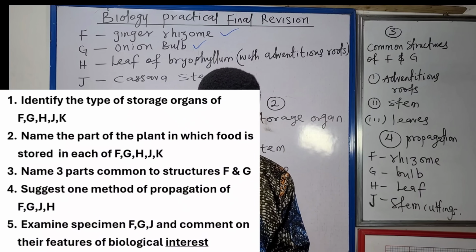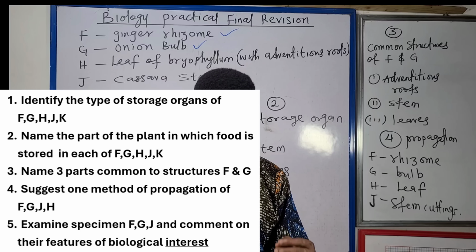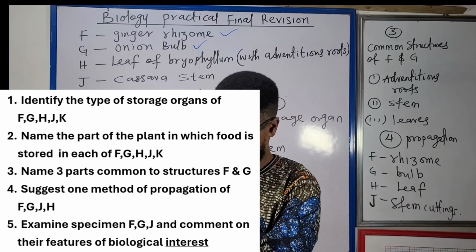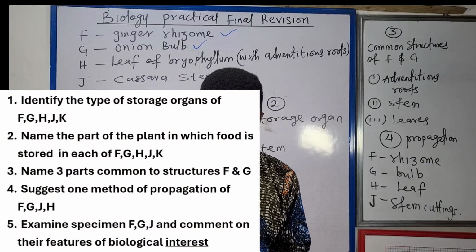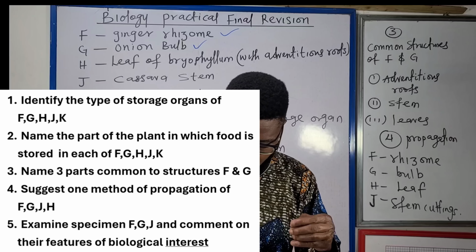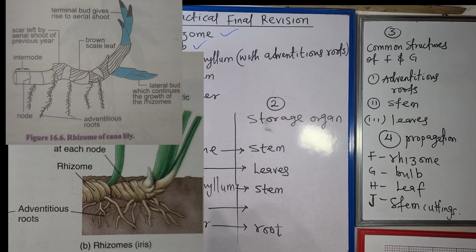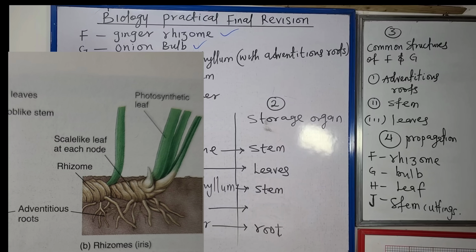And then the next question says, name the part of the various plants that we have listed in this specimen in which food is stored. Name the part of the plant in which food is stored. So, specimen F is a storage organ called rhizome. G is a storage organ called bulb. H is a bryophyllum leaf. J is a cassava stem. K is a cassava tuber.